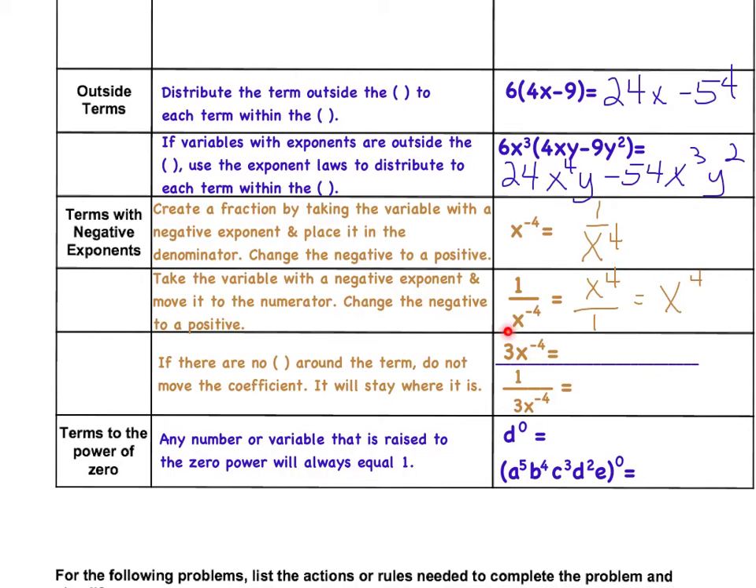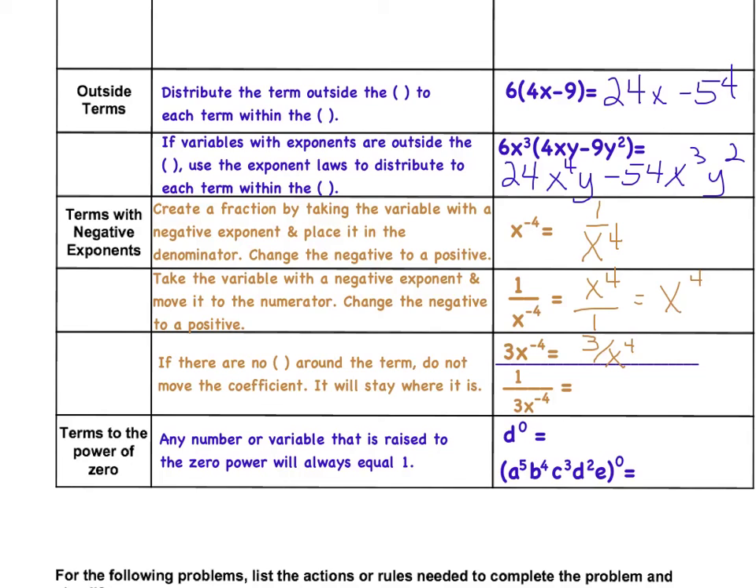What if you have a coefficient with your negative exponent? Well, if that coefficient is not inside of parentheses, as in this example, you have 3 times x to the negative 4. If that's the case, you do not move the coefficient. It stays where it is. So the only thing here that we would move is that x to the negative 4. Because this is a whole number, we have to create that fraction. And so it's going to look like this. The 3 is going to stay in the numerator, and we draw a fraction bar, and then we have x to the fourth power in the denominator. Because remember, when we move that from the numerator to the denominator, we have to change the sign.